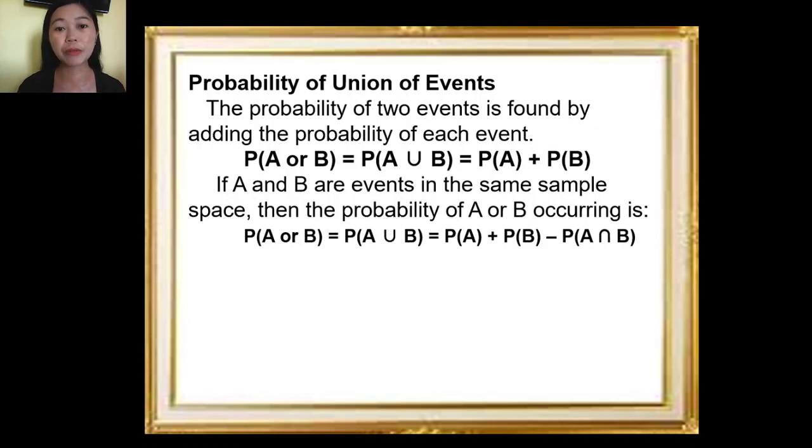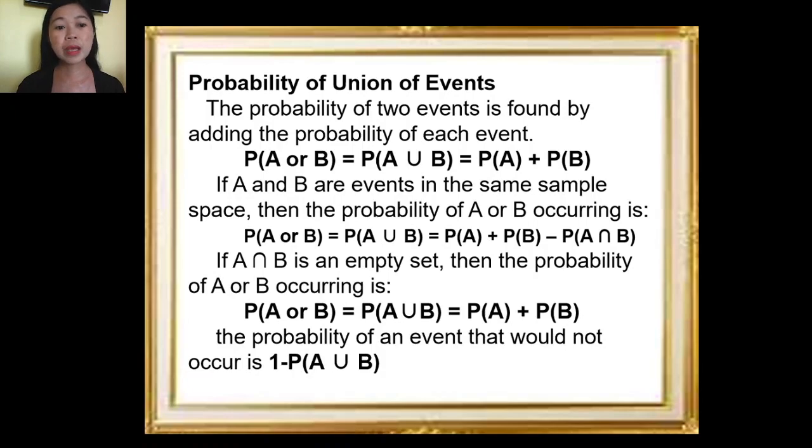Kasi yung number 1 formula, yung first formula, wala silang common elements. That's why the formula is just probability of A plus the probability of B for the probability of the union of two events. Okay, next. If the intersection of A and B is an empty set, then the probability of A or B occurring is the probability of A or B is equal to the probability of the union of A and B, which is equal to the probability of A plus the probability of B.